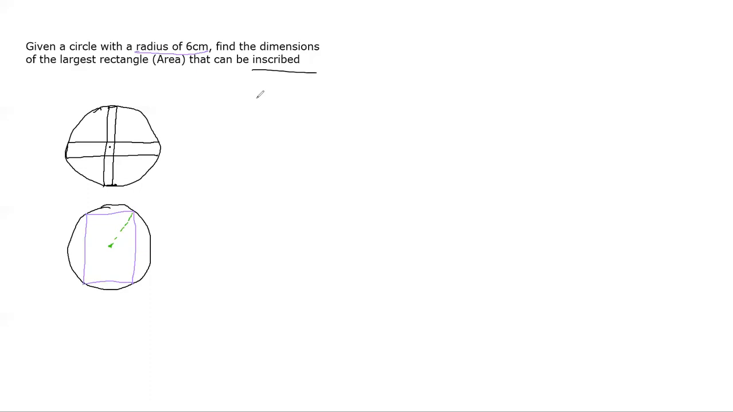Okay, so if we're trying to do a maxima and minima question for calculus, how do we start? Well, we start by defining an equation. Often it has 2 or more variables. Defining an equation for the thing that we're trying to maximize. So what are we trying to maximize? We want to find the dimensions of the largest rectangle. So we want to maximize area, because that's what they've defined as the largest rectangle.